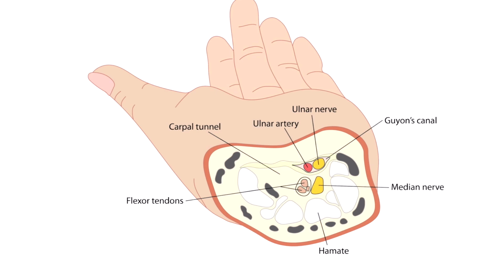Let's recall the anatomy of the carpal tunnel. Here you see a cross-section of the carpal tunnel. The carpal tunnel contains the tendons of flexor digitorum superficialis muscles, flexor digitorum profundus muscles, and the flexor pollicis longus muscle. The carpal tunnel also contains the median nerve. Entrapment of the median nerve causes carpal tunnel syndrome.